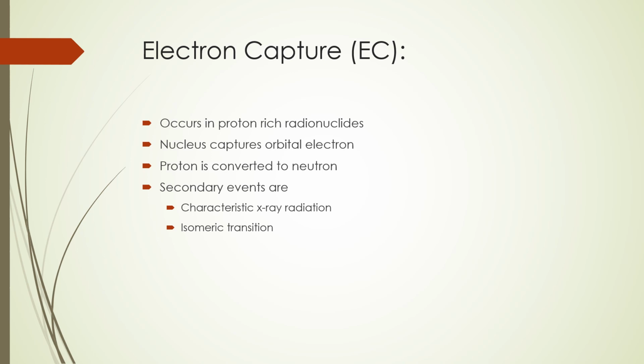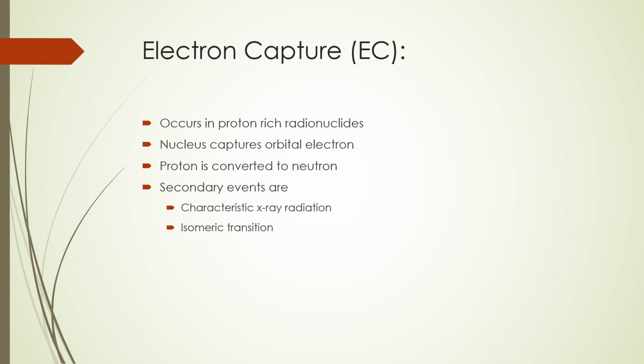Electron capture is an alternative to beta-plus decay for proton-rich radionuclides. The nuclide captures an orbital electron from the K or L shell and neutralizes a proton. This leads to the conversion of a proton into a neutron. There are 2 possible secondary events after electron capture. There is the emission of a characteristic X-ray or isomeric transition.